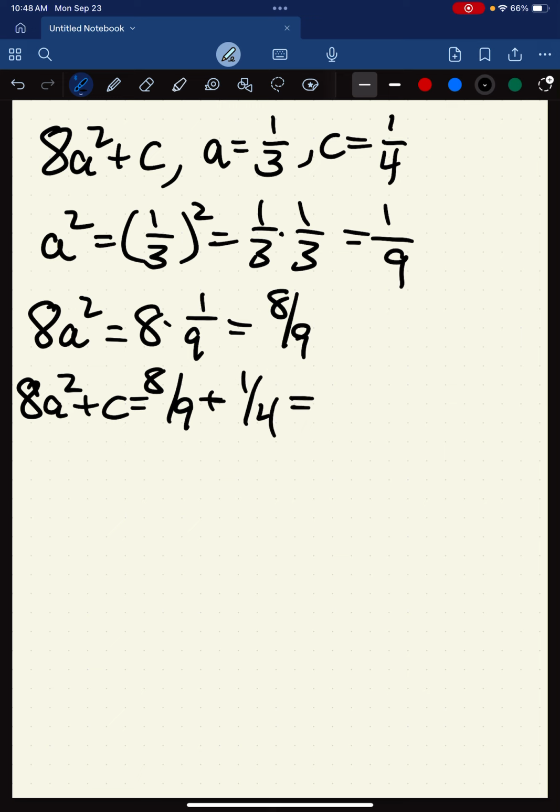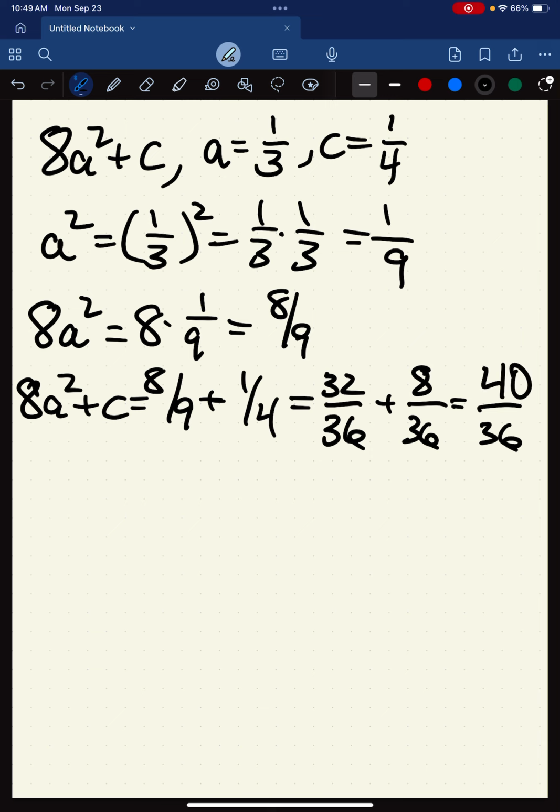Common denominator here, you can verify, is going to be 36. So what do we multiply 9 by to get 36? It's going to be 4. So that's going to be 32 over 36. What do we multiply 4 by? It's 8. So 8. We get 40 over 36.